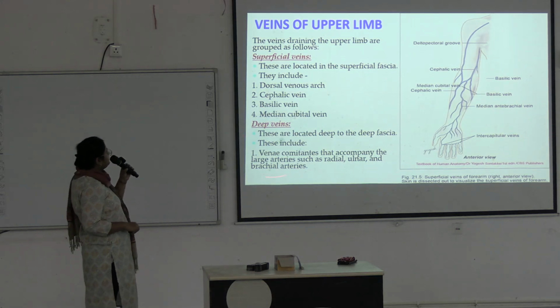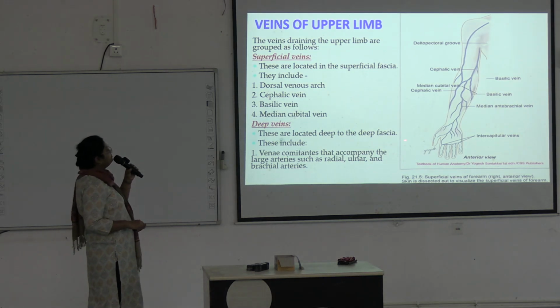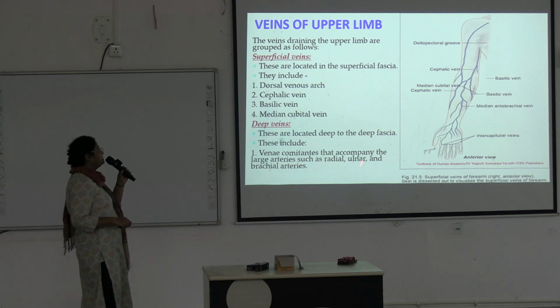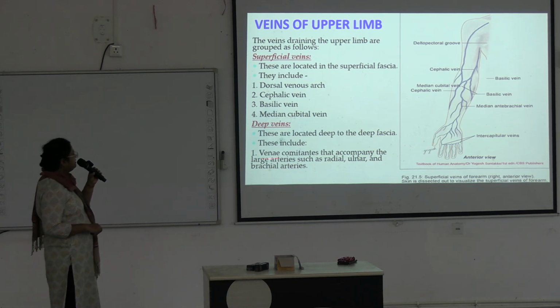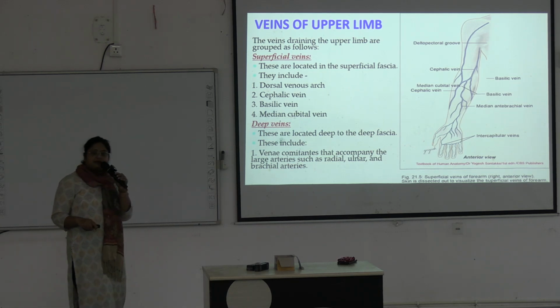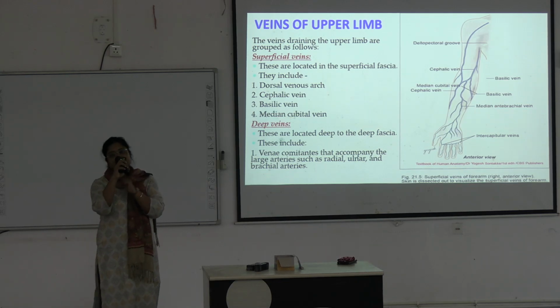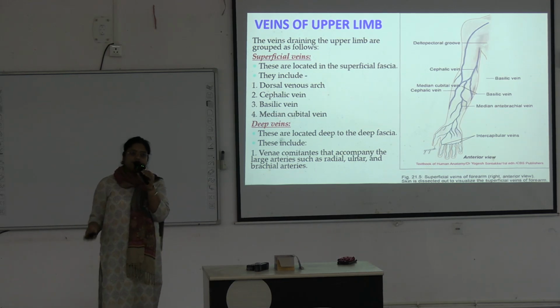Next are the deep veins. Deep veins are located deep to the deep fascia and they include the venae comitantes that accompany the large arteries such as radial artery, ulnar artery and the brachial artery. Brachial artery is lying in the arm, radial and ulnar artery in the forearm.